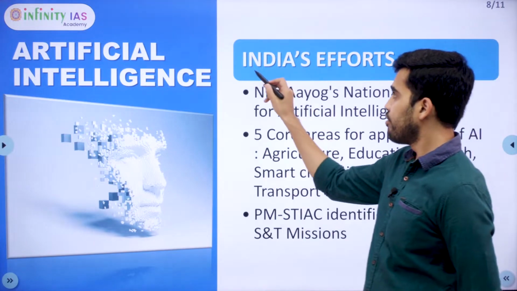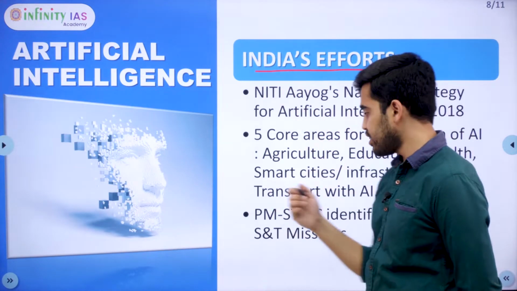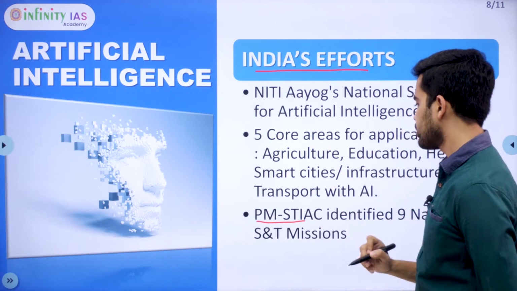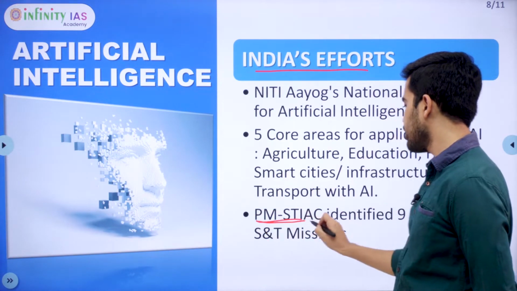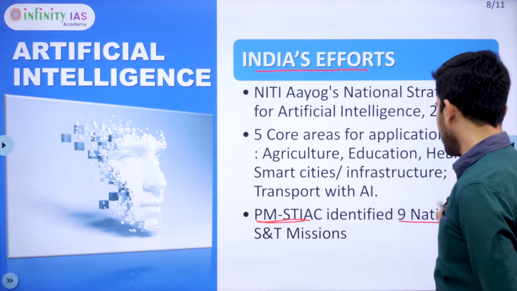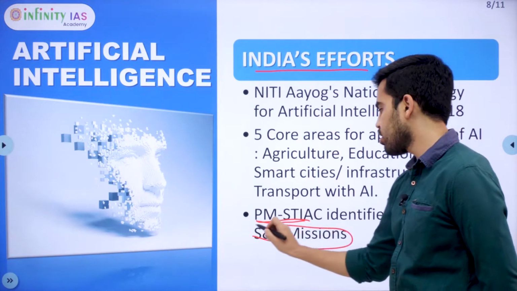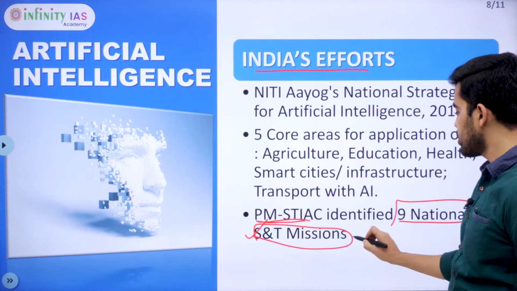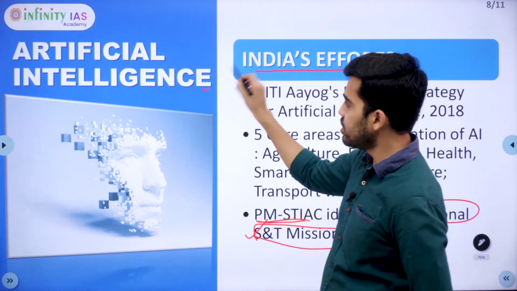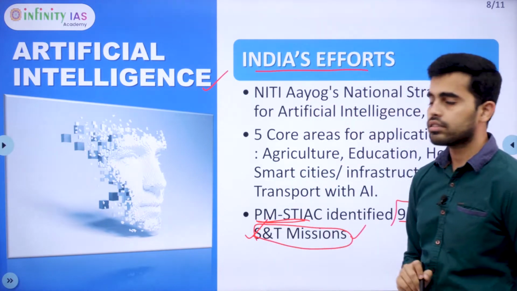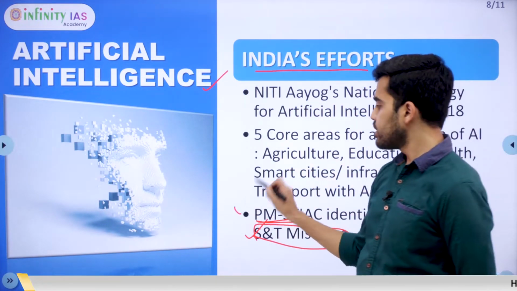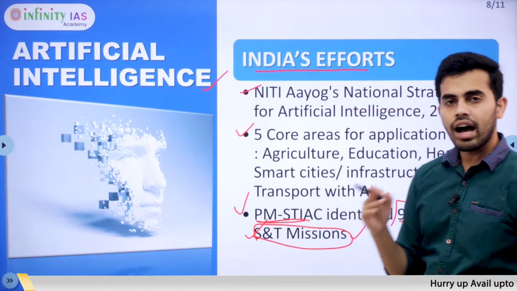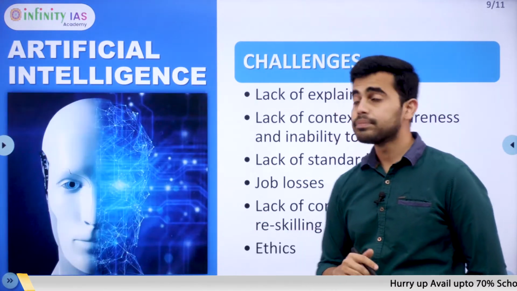Next area where India has encouraged artificial intelligence is the PM-STIAC, which identified 9 national science and technology missions. One of the missions in this is the National Mission on Artificial Intelligence. So all these points can be used in our mains answers if there is a question asked on artificial intelligence.